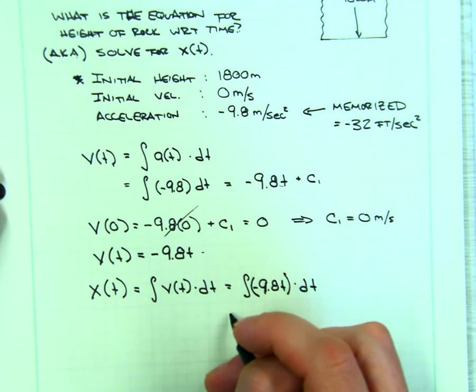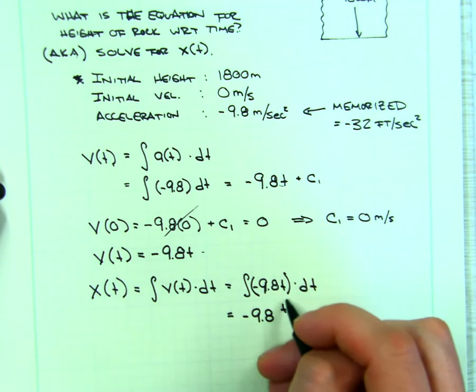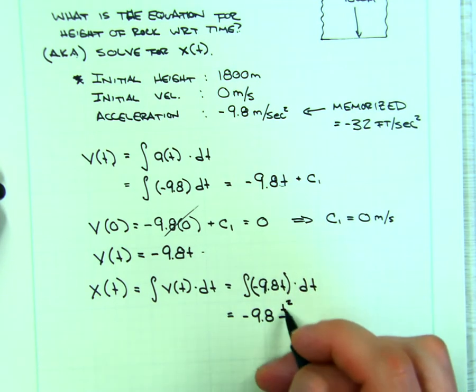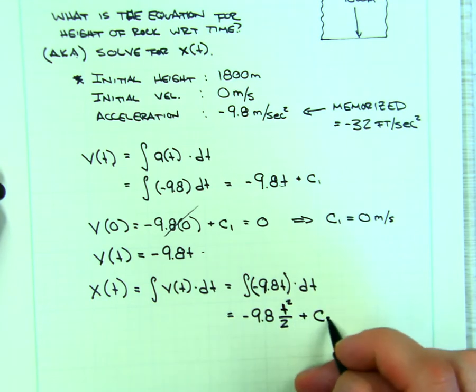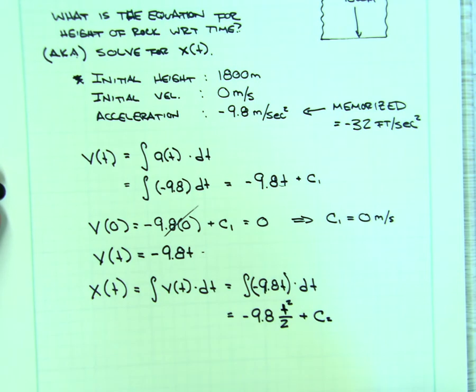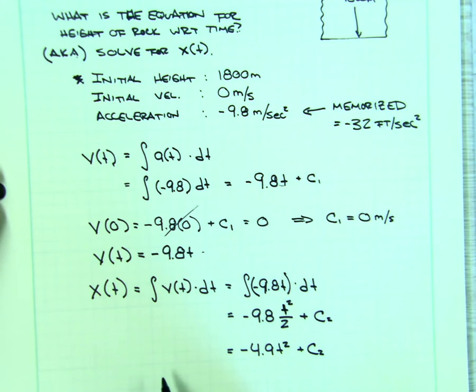is equal to negative 9.8 times t to the n plus 1, or 1 plus 1, which is 2, over n plus 1, which is 1 plus 1, which is 2. Plus, of course, I've got another constant, plus C2. So I'm going to simplify this just one more step and say negative 4.9 t squared plus C sub 2. Now, I once again need to figure out what my C sub 2 is to figure out what the whole height of the rock is with respect to time, or x of t.